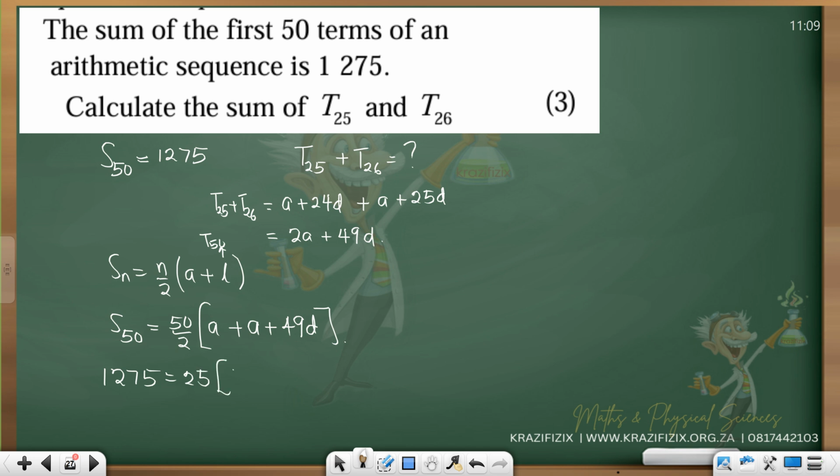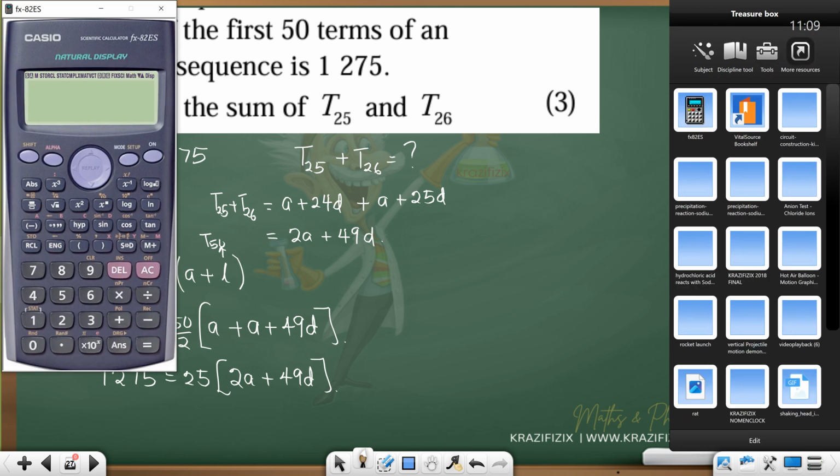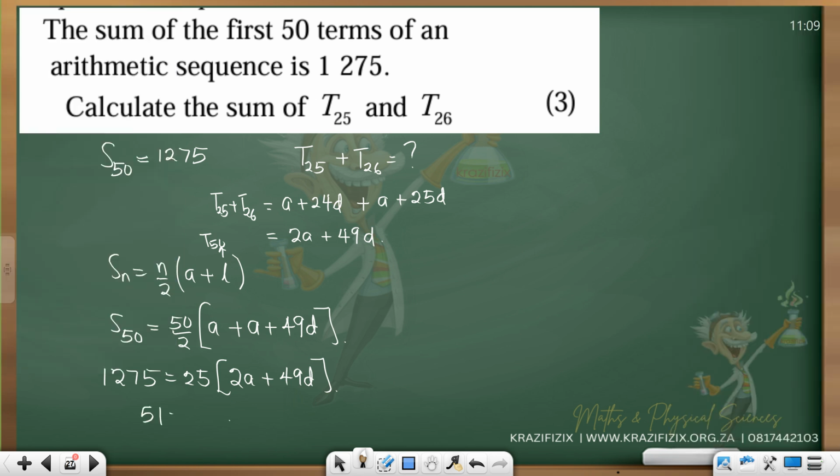1275 equals 25 into bracket. Oh, beautiful. So if I divide both sides by 25, what are we going to get? 1275 divided by 25, 51. So it means our T25 equals 51. Did that make sense to you? Okay, beautiful.